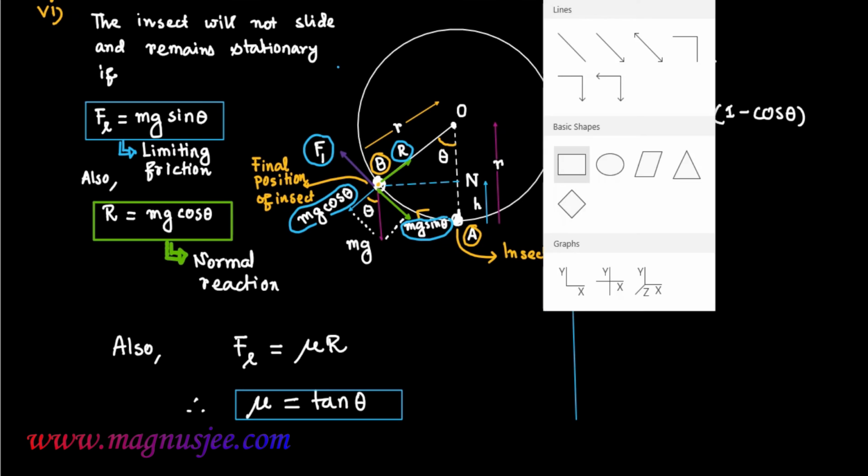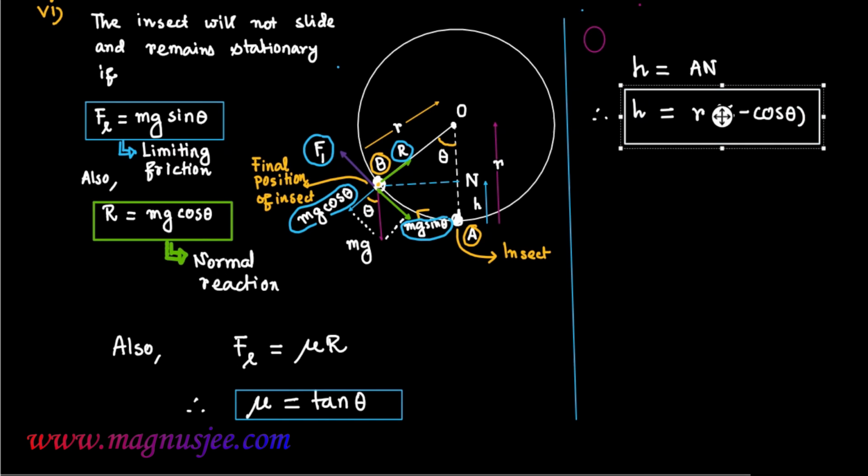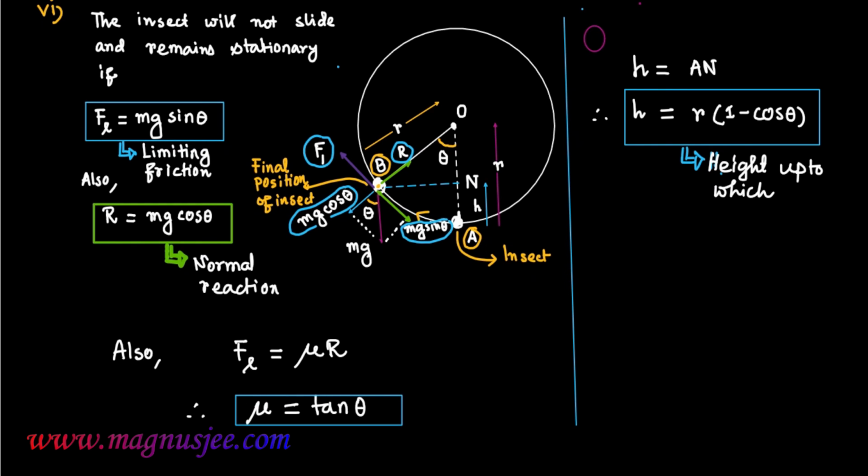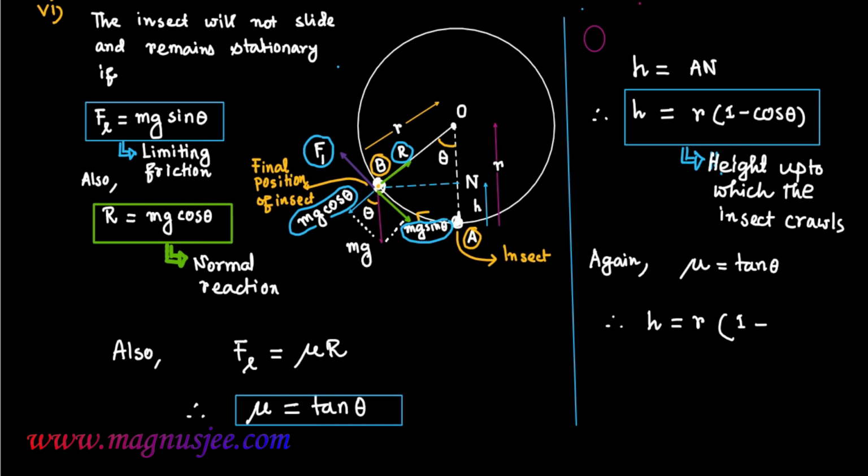So h equal to r(1 minus cos theta). So this is the height up to which the insect crawls. Again, mu is equal to tan theta, that is coefficient of friction mu equal to tan theta, and therefore h equal to r, bracket open, 1 minus 1 divided by root over mu square plus 1. That is the height up to which the insect can reach.